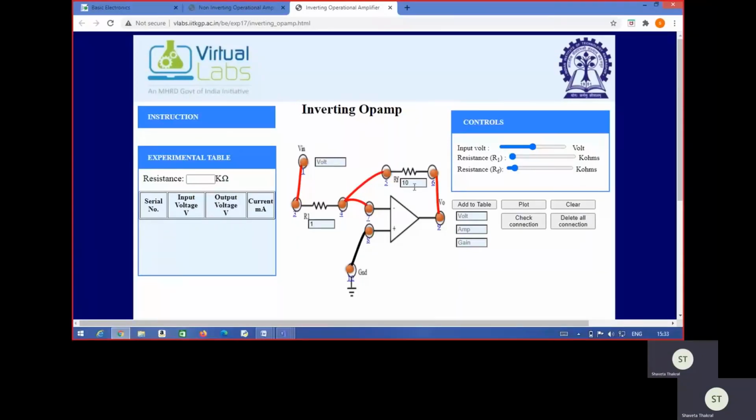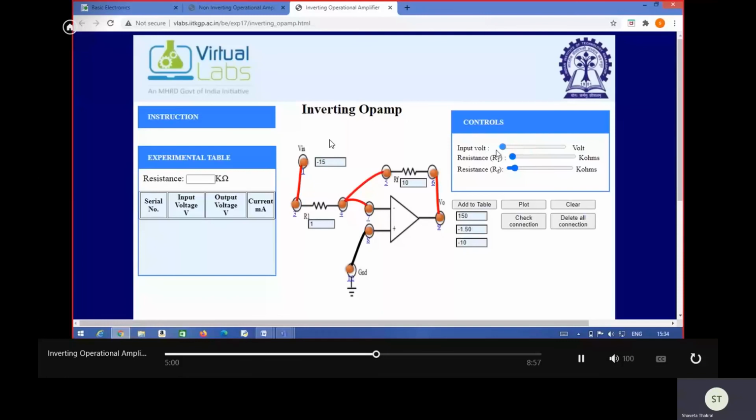And then after that we need to vary the value of the input voltage so that the output voltage changes accordingly. So we can vary the input voltage in the range minus 15 volt to plus 15 volt. So we can start this experiment.